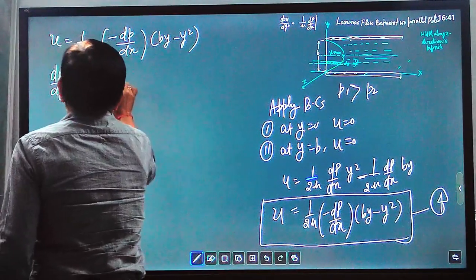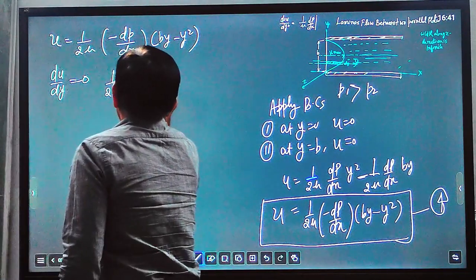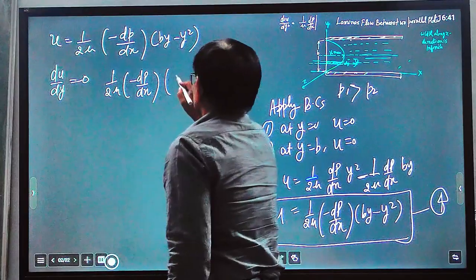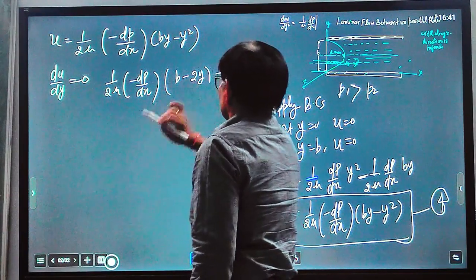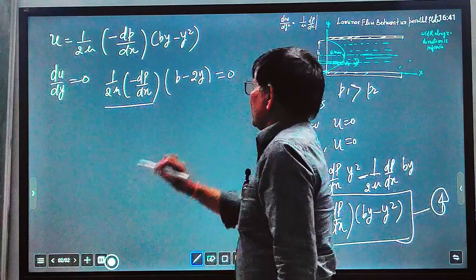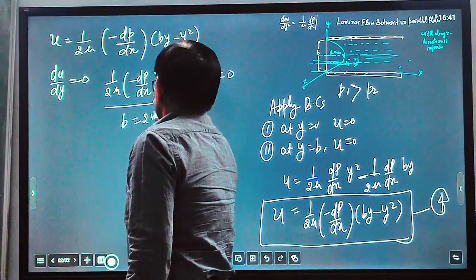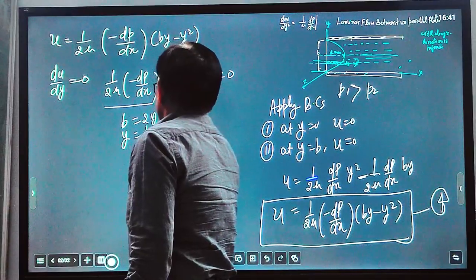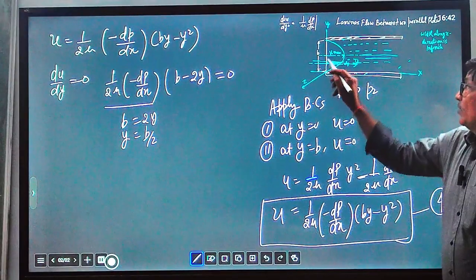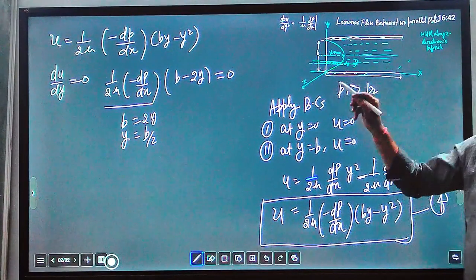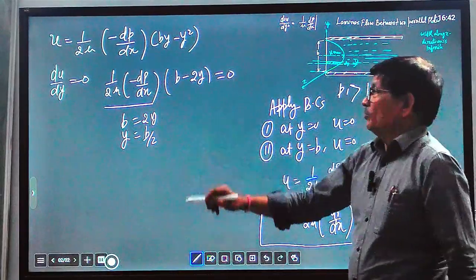Now differentiating, 1 upon 2 mu minus dp by dx is a constant, and you will find b minus 2y, equated to 0. The constant is never 0, so only b equal to 2y, so y equal to b by 2. At y equal to b by 2, between the plates on the center line, the velocity is maximum. U maximum you will find at y equal to b by 2.